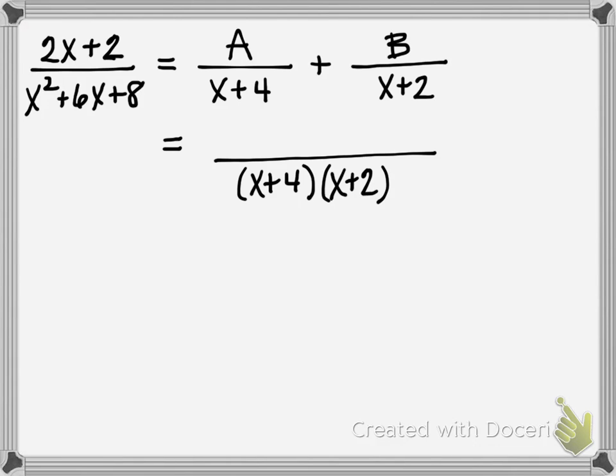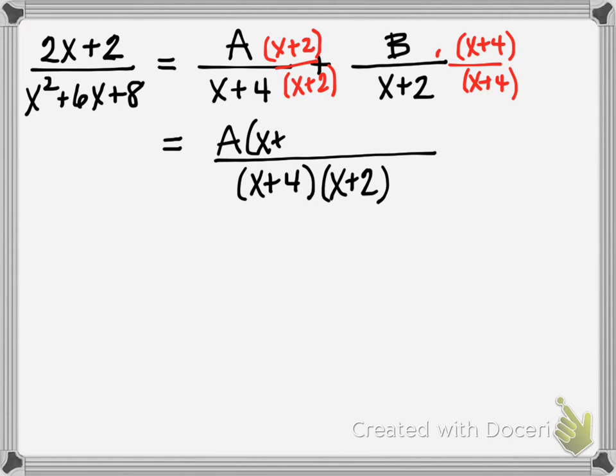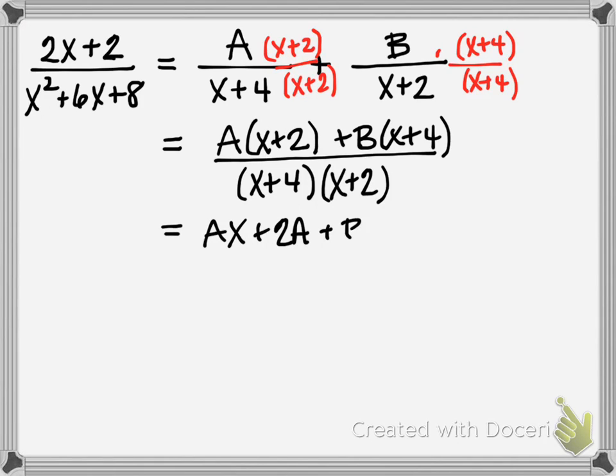So we need to multiply the first fraction by x plus 2 divided by x plus 2. And the second fraction we need to multiply by x plus 4 divided by x plus 4. So this will give us A times the quantity x plus 2 plus B times the quantity x plus 4. Distributing leaves Ax plus 2A plus Bx plus 4B, all divided by x plus 4 times x plus 2.